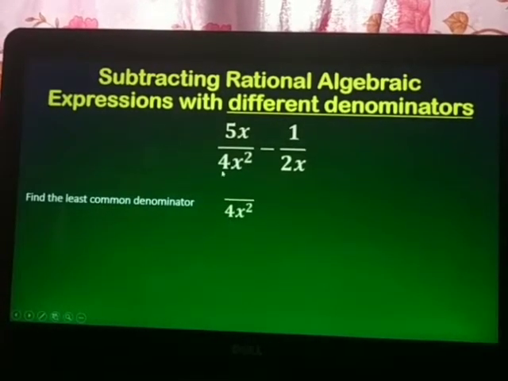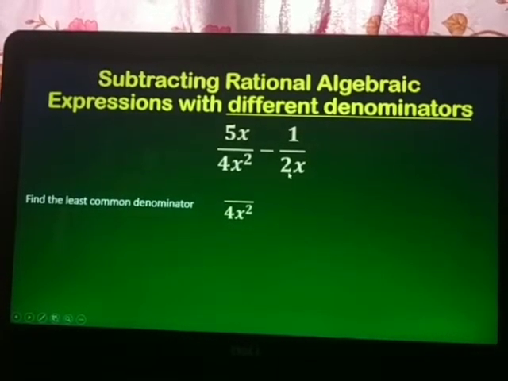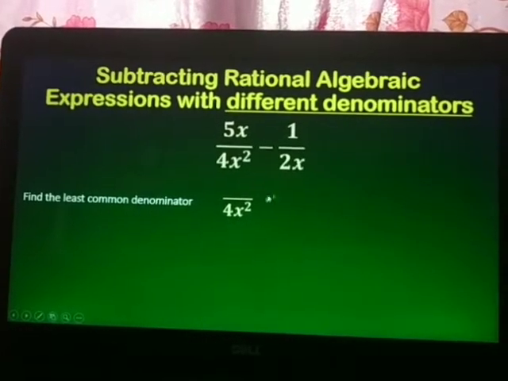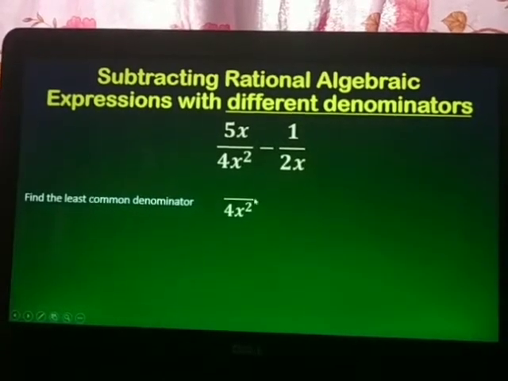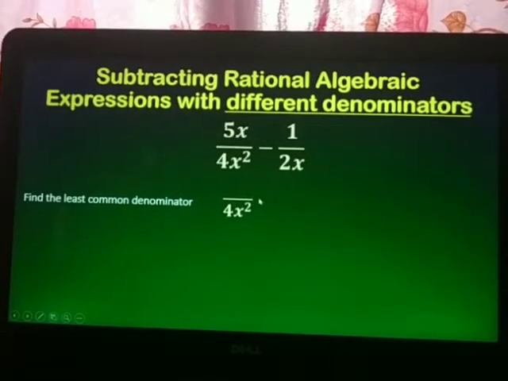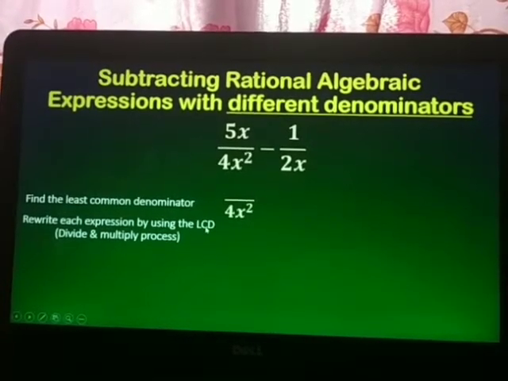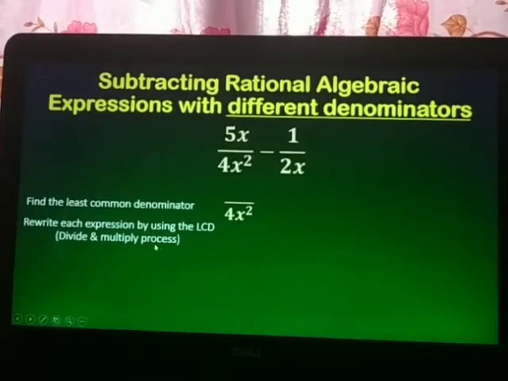4 can be divided by 4. 4 can be divided by 2. And x squared can be divided by x squared and x. And so this is the least common denominator for them. Next step is to rewrite each expression by using the LCD, or the divide and multiply process.